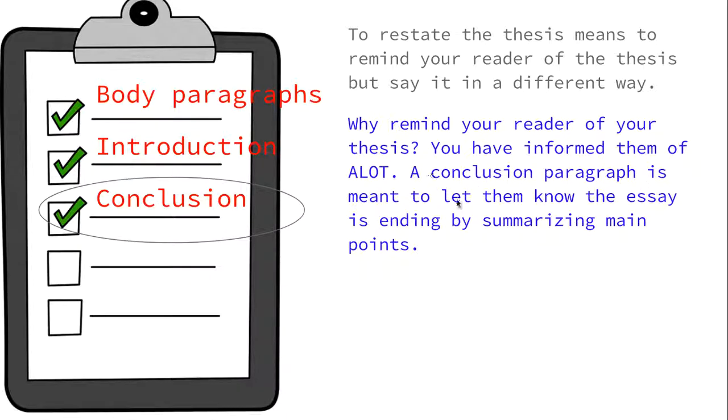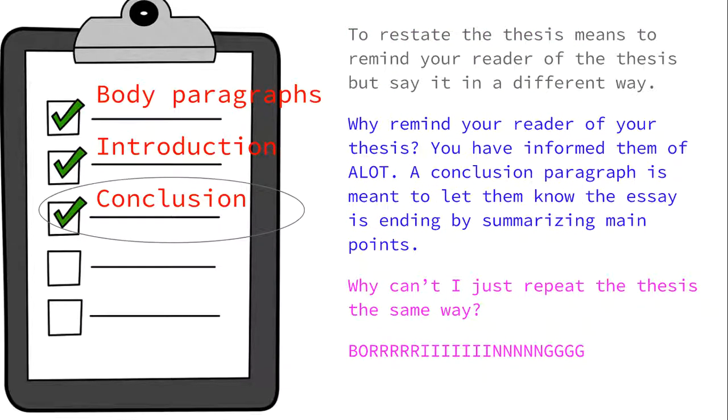So a conclusion paragraph is meant to let your reader know the essay is ending. It's coming to a close. And you let them know that by summarizing some main points. And one of those main points, or actually the biggest point, is your thesis statement. So you might be wondering, why can't I just repeat the thesis in the same way? I said it once, it was great, I got an A, why can't I just repeat it? Well, that's very, very boring. You don't want to repeat yourself. You don't like to read a book that repeats itself, so you don't make your reader go through that as well. So we're going to restate it.